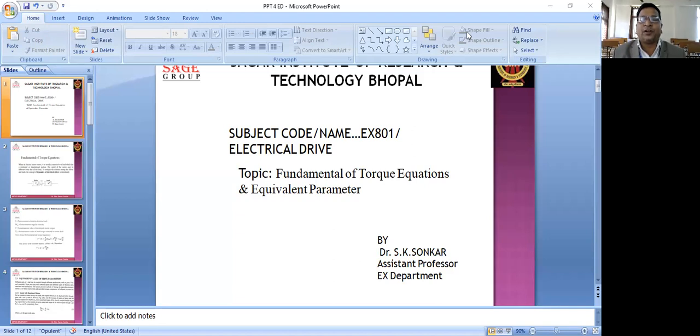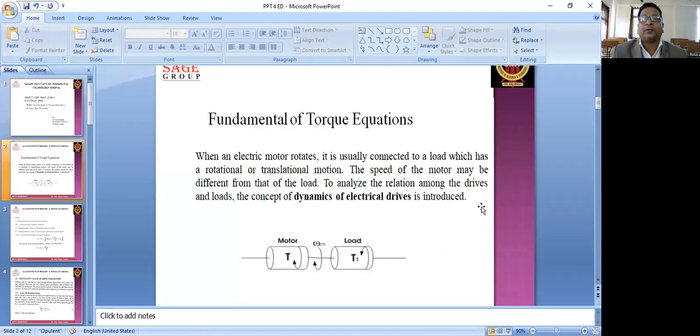Today we discuss the fundamentals of torque equations and equivalent parameters. The subject is electrical drives. So, fundamentals of torque equations: when an electric motor rotates, it is usually connected to a load which has a rotational or translational motion. The speed of the motor may be different from that of the load. To analyze the relation between the drive and the load, the concept of dynamics of electric drives is introduced.